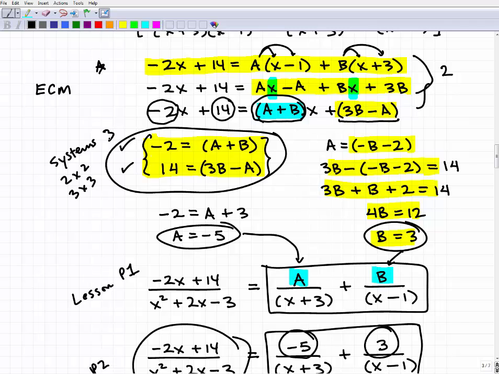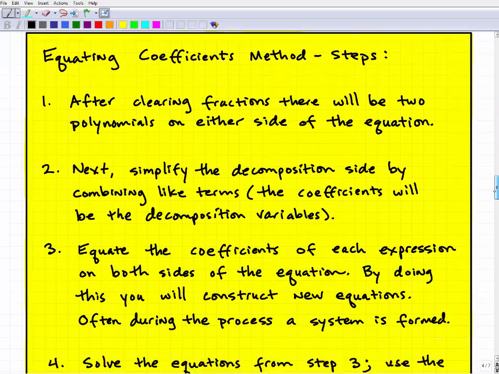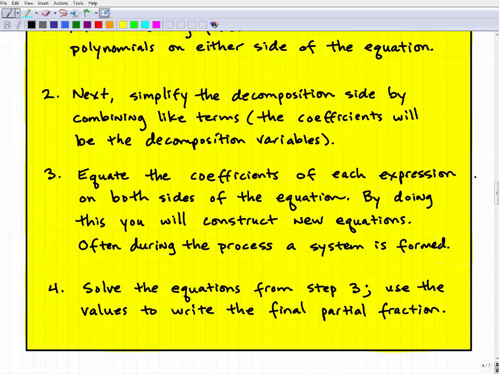And just so you know, you can pause the video and write things down, but I want to show you so you have a good understanding of what the instructions or the steps mean. Once you have your system, you're going to solve the equations from step 3, which is the system of equations, and then we're going to use those values to write our final partial fraction. So that is our first method.